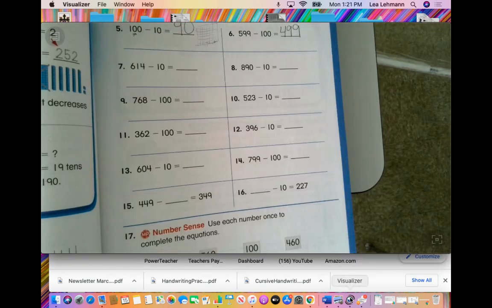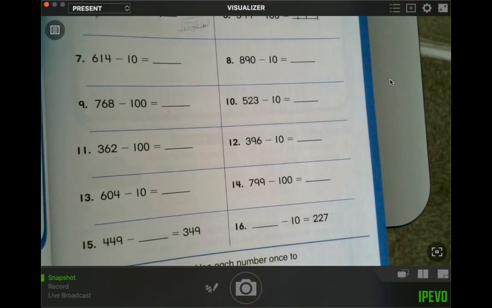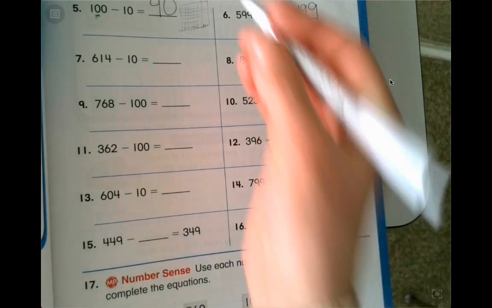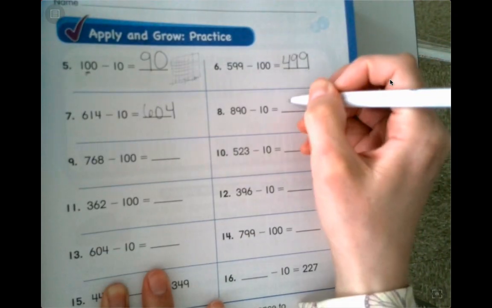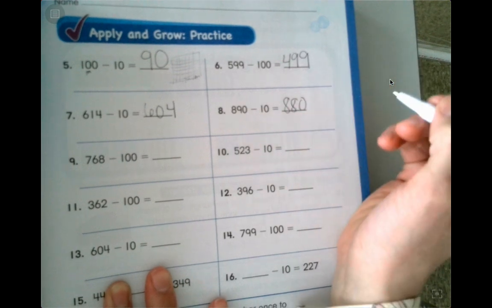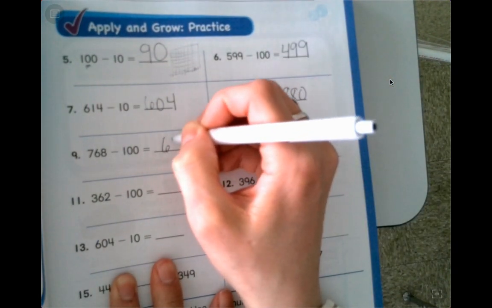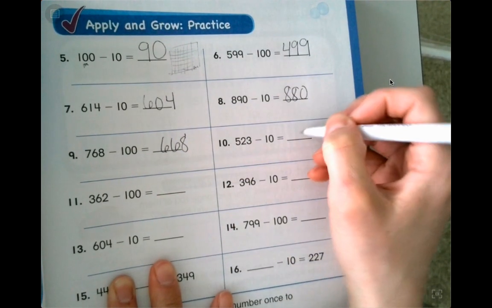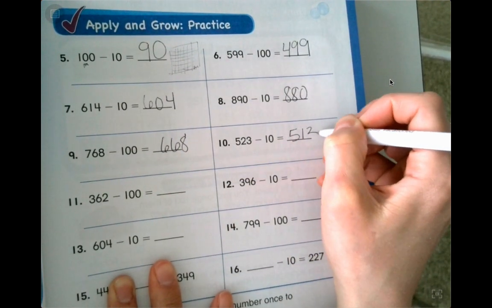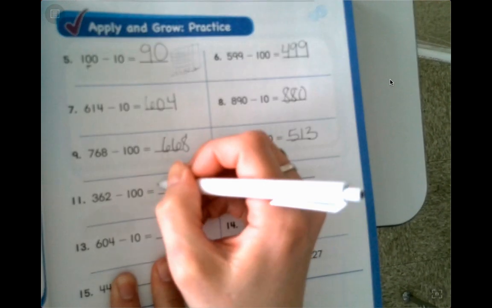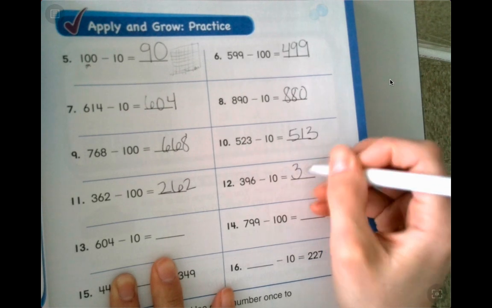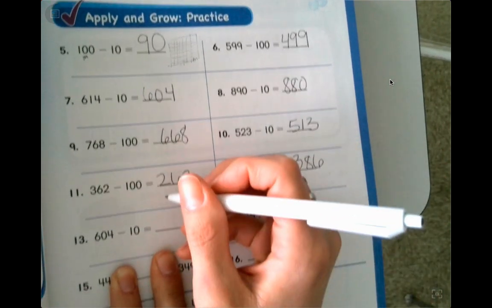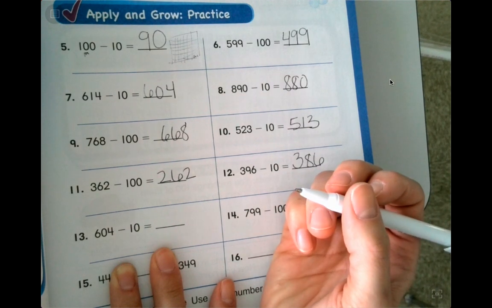All right, so here are your answers. I'm going to go kind of quick because I think you guys did a very nice job with these. Number 7, you should have gotten 604. Number 8, you should have gotten 880. Number 9, 668. Number 10, 513. Number 11, 262. Number 12, 386. Number 13, this one's a little tricky, Nikki.